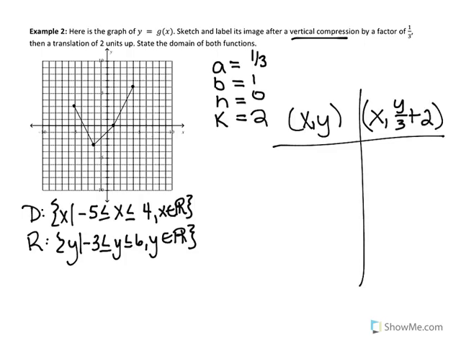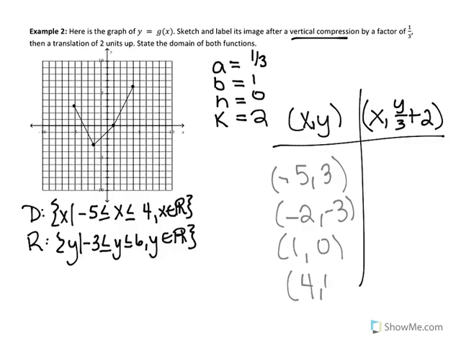Alright, so we're going to pick the points from the first graph, so I want you to pause the video and write out all of those points. So you should have gotten (negative 5, 3), (negative 2, negative 3), (1, 0), and (4, 6). Okay, we're going to manipulate them. Our x values aren't going to change. And now we're going to change our y values.